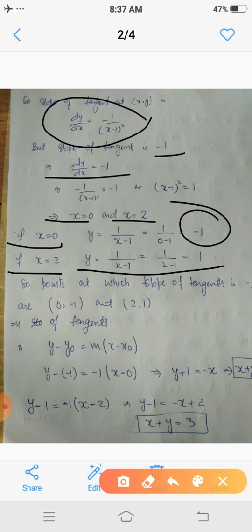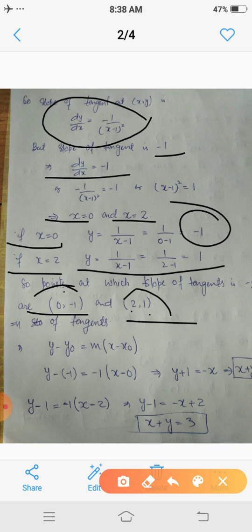This means that these 2 points, (0, -1) and (2, 1), are the points at which the slope of the tangent is -1. So one tangent passes through 0 and -1, while another tangent passes through 2 and 1, but their slope is the same, that is -1. So we have to find the equations of the tangents, meaning equations of lines.